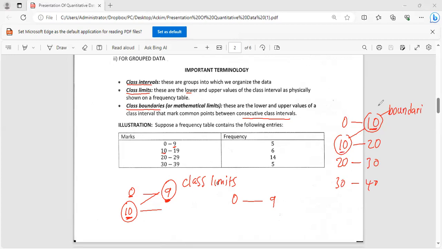So if we have 10, 10 will belong in this group. It will not be here. No, 10 will not be in the class that's on top. It will be in the group that comes after it.